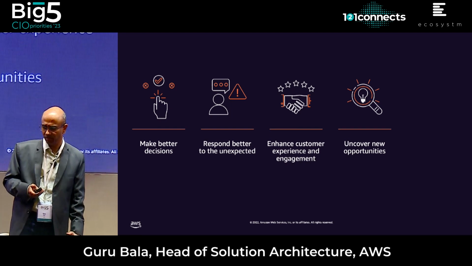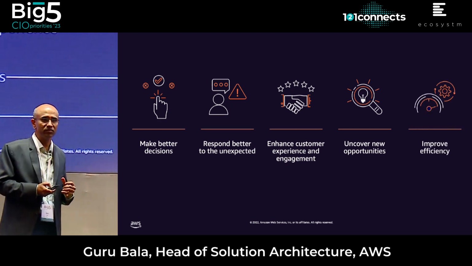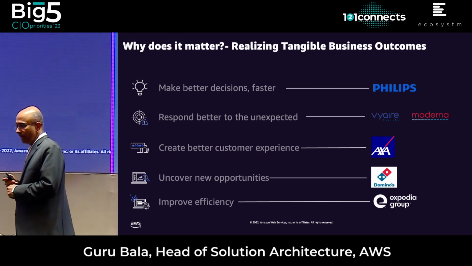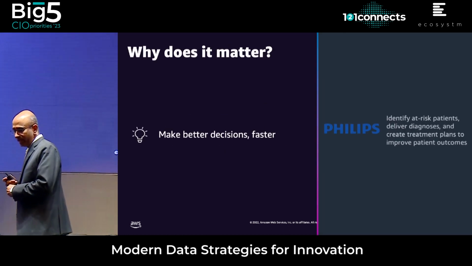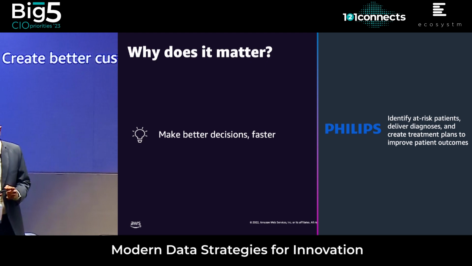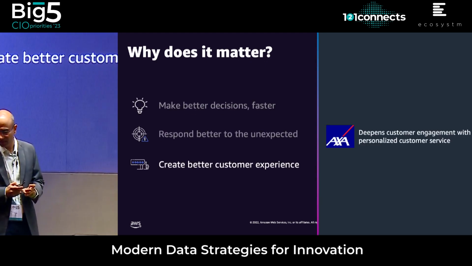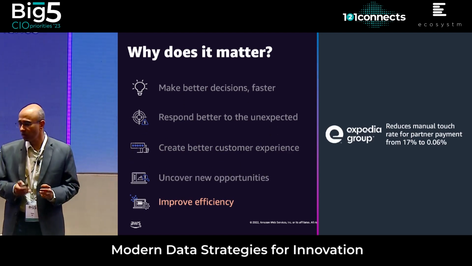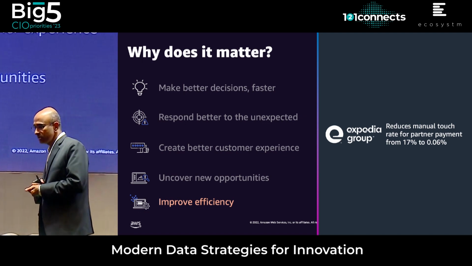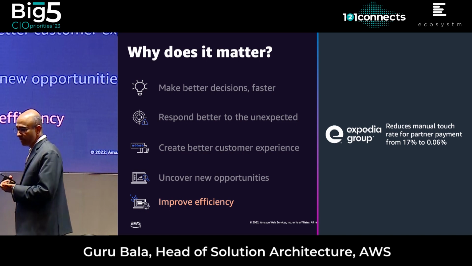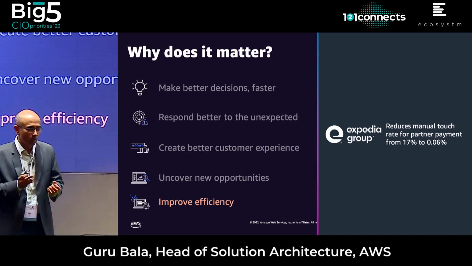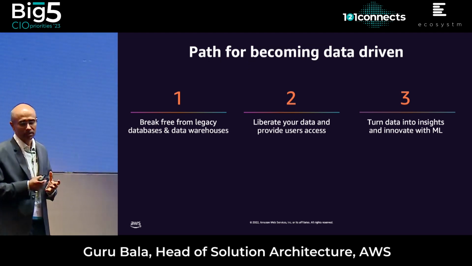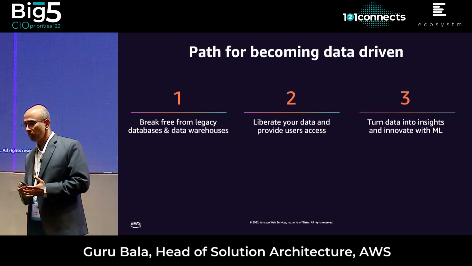I'll just take a few examples of how some of our customers have been able to achieve this. If you look at making better decisions, Philips was able to identify at-risk patients, deliver better diagnosis, and create treatment plans to improve patient outcomes. This is what Philips did with data. AXA, another insurance organization, was able to deepen their customer engagement. And Expedia Group, in the travel industry, was able to reduce the manual touch rate for partner payment from 17 to 0.06%, right? So what is common across all this is that they have either been able to deliver better customer experience or better tangible business outcomes.